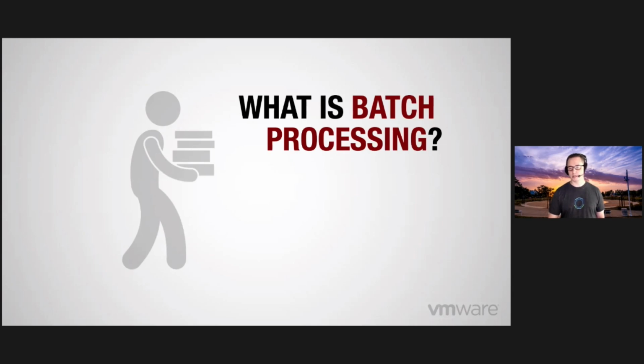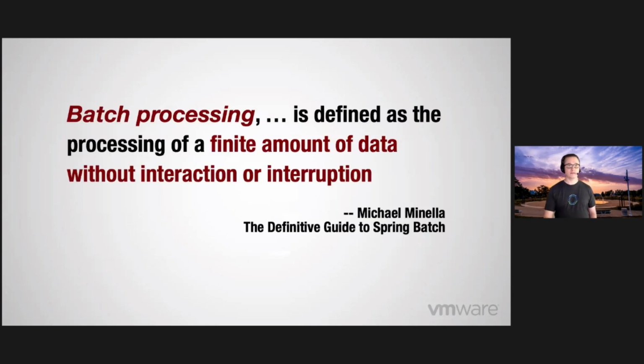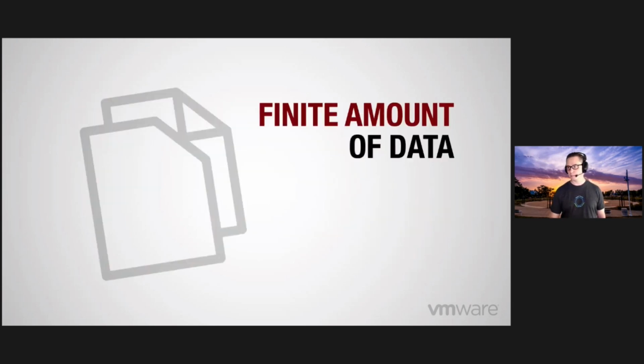So what is batch processing? I define it as the following. Batch processing is defined as the processing of a finite amount of data without interaction or interruption. Let's break this down a little bit. First of all, a finite amount of data. In order to do batch processing, you need a batch of something, right? Batch processes are finite. They need to have an expected end. And so in order for you to have a batch process, you need to have a finite amount of data. You're not going to use Spring Batch or any other batch framework to process, let's say, never-ending streams of data.